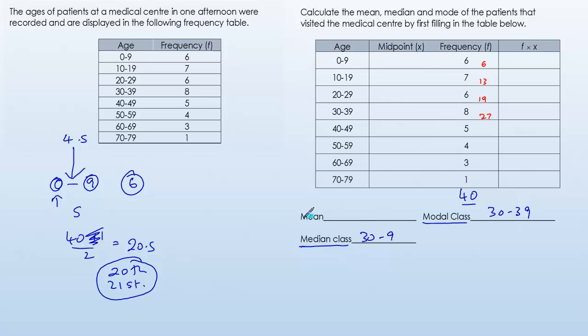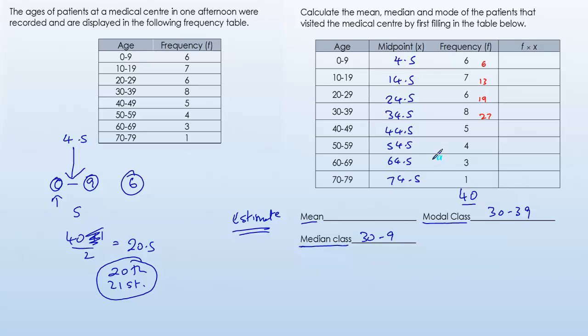That means that you're not finding exactly the mean, you're actually finding an estimate of the mean, but it's the best estimate that we can actually give. So 4.5, 14.5, 24.5, 34.5, 44.5, 54.5, 64.5 and 74.5.